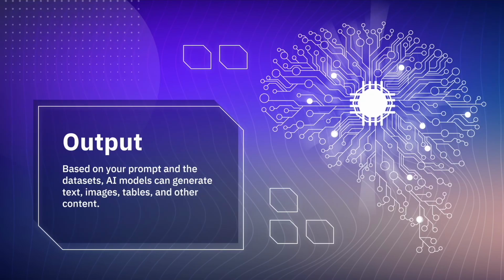And then there's the output. So based on your prompt and the data sets, it joins them together, tries to analyze what your task is, right? So it's not going to search the whole internet for all the information in the world. No, it's going to use your task. If you're asking about college applications, it's going to go ahead and search for that. So AI models can generate text, images, tables, and other types of content. And that is all based on your prompt and your data sets.